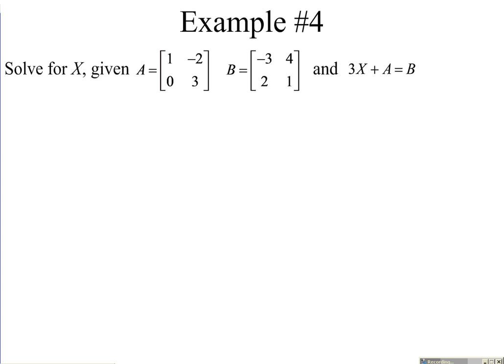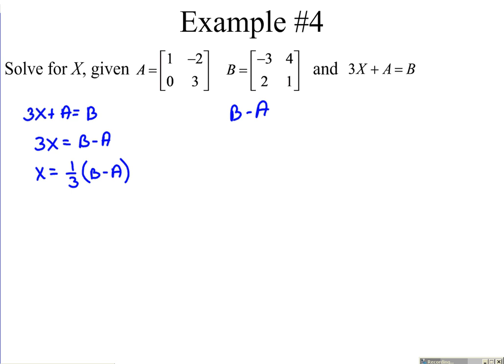Last one, solve for x given these two matrices and that 3x plus a equals b. Let's first take that equation. 3x plus a equals b. Let's solve for x. 3x equals b minus a. Finish solving for x. Remember, you cannot divide in matrices, so let's multiply by a third. So basically what we need to do to find what matrix x is take 1/3 times matrix B minus matrix A. So let's do that first. Let's do matrix B minus matrix A.